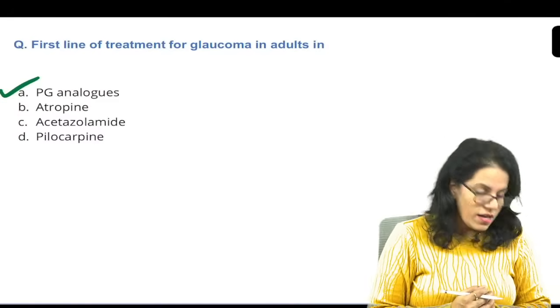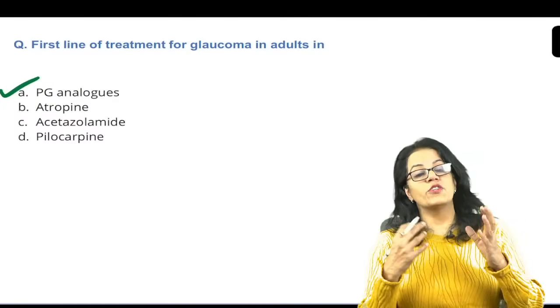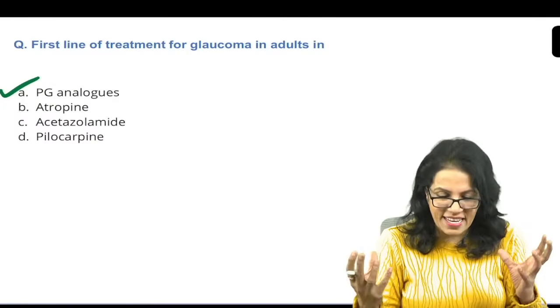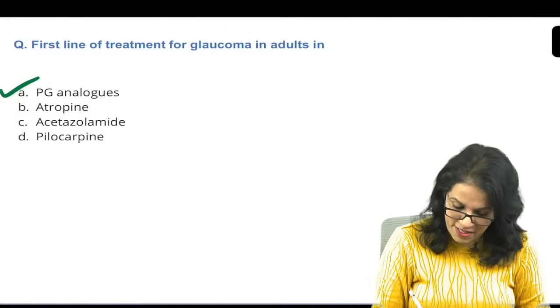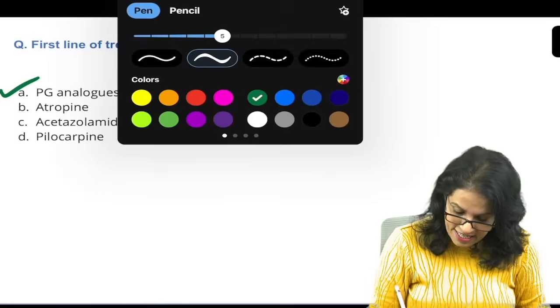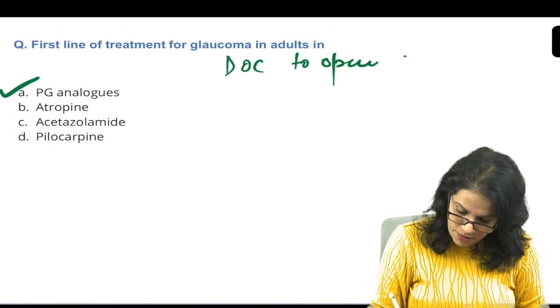Okay, mannitol or acetazolamide. And if they ask you what is the drug of choice to open the angle, how do you open the angle? By constricting the pupil, then your answer becomes pilocarpine. So I think you got the difference here. What did I say? So drug of choice to open the angle, of course, how do you open the angle?